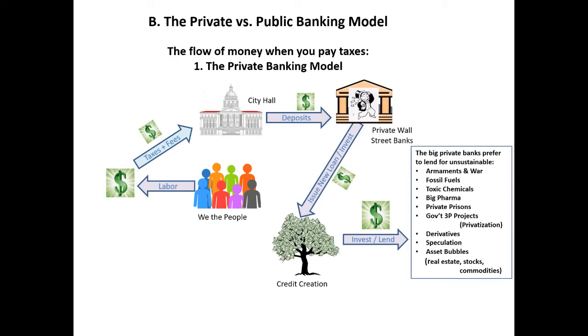Now the question is, what kind of places do they make loans to? And the big private Wall Street banks make loans to these categories here: armaments and war, fossil fuels, toxic chemicals, big pharma, private prisons, derivatives, speculation, government projects for privatization. Speculation, asset bubbles, real estate, stocks.